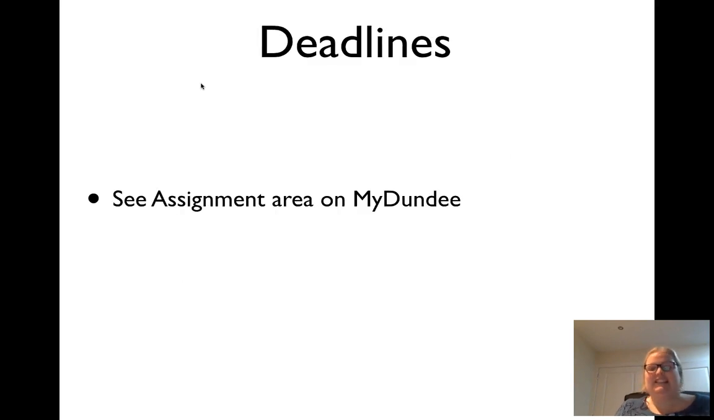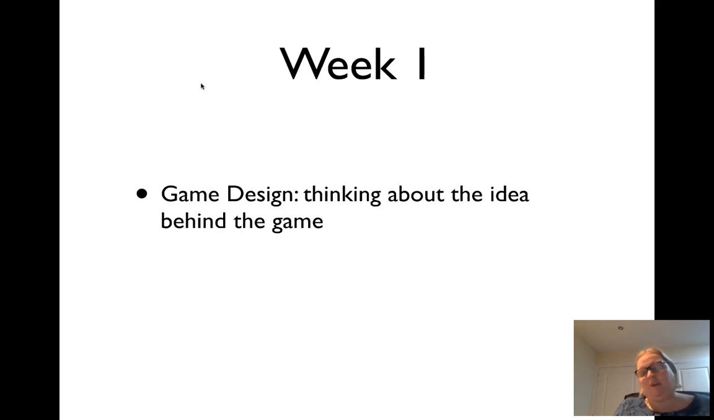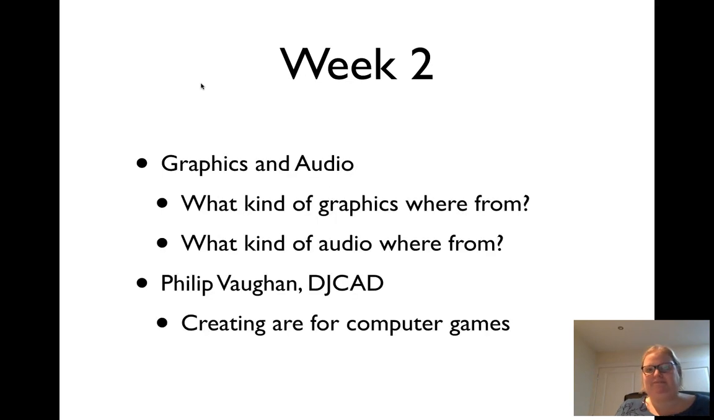Deadlines: if you see the assignment area in My Dundee, you'll see that all the assignments are actually there in assignment specs, and you can see the full and actual deadlines there. So week 1, which we're currently in, is game design. It's thinking about the idea behind the game. What sort of game do you want to make, and why is that the game you want to make?